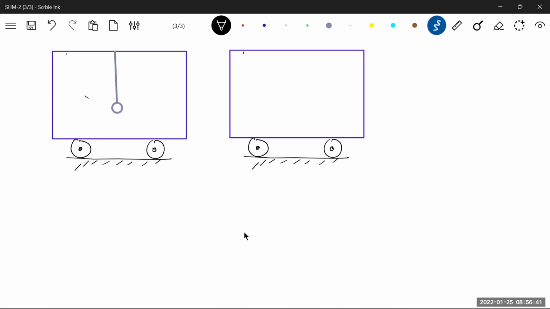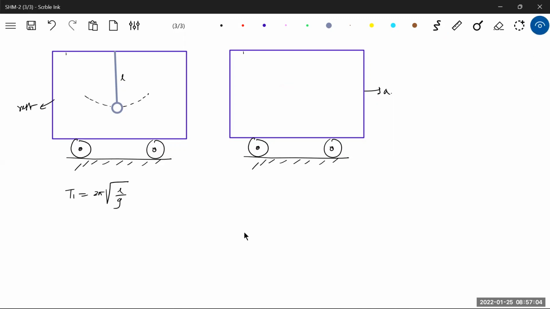What about the oscillation? What is the state of the trolley? The trolley is at rest. Now let it get accelerated. When it is accelerated, what is the time period? When it is at rest, what is the time period of the bob? It is given by 2 pi under root of L by g.